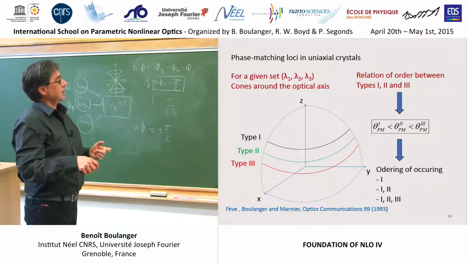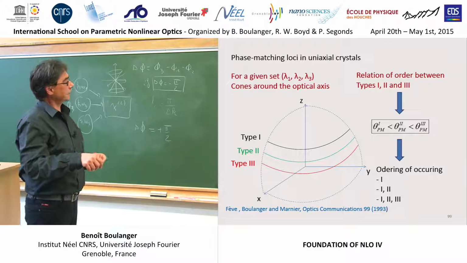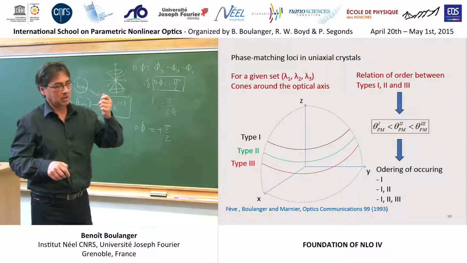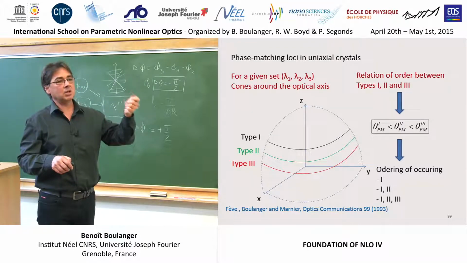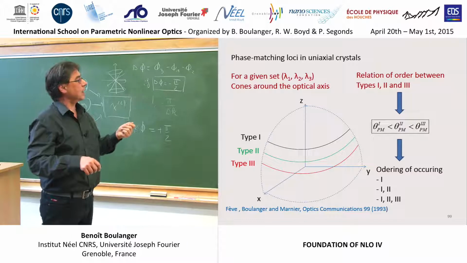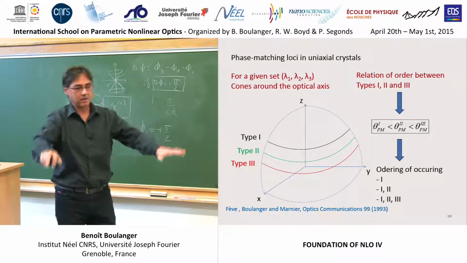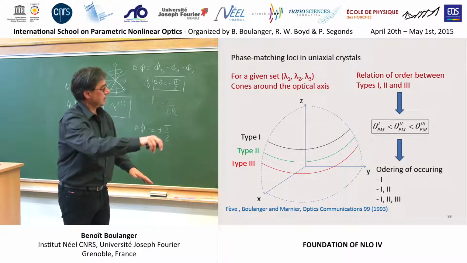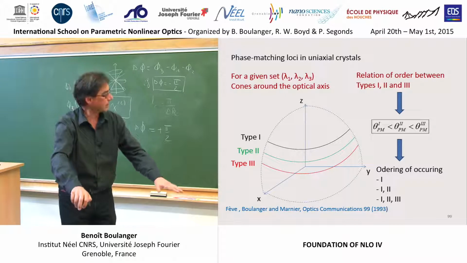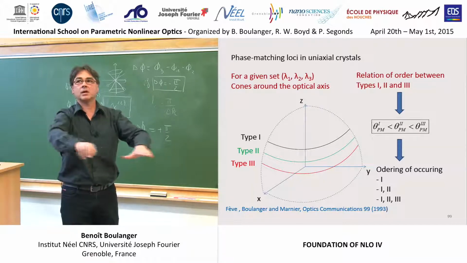And so you see that the cone of type 1 is at a smaller angle than for type 2, than for type 3. So it's very important, because imagine you have observed a type 1 SHG in a crystal. If it's the case, maybe you can have type 2 and type 3, but not necessarily, because in fact the birth of the phase matching cones is in the XY plane. All the cones start, in fact, if you vary the wavelength, in the equatorial plane.